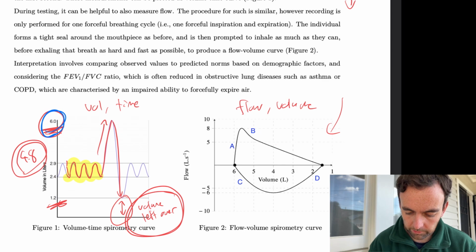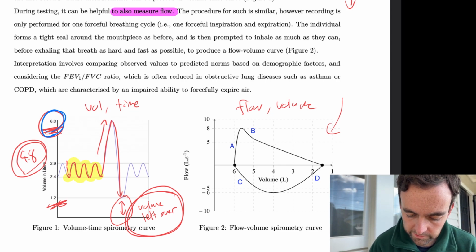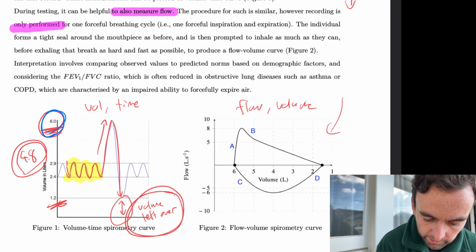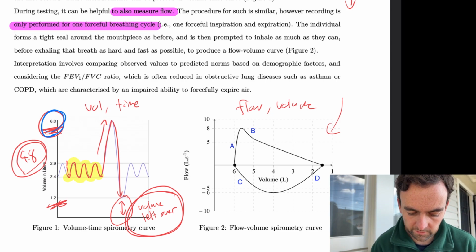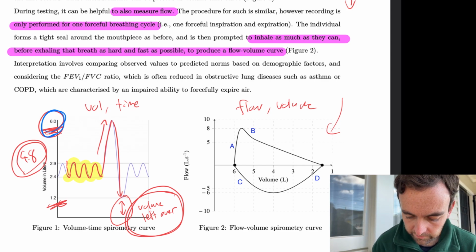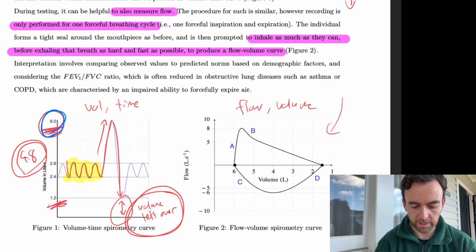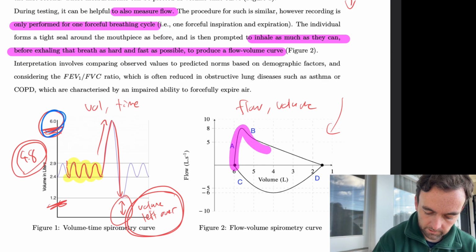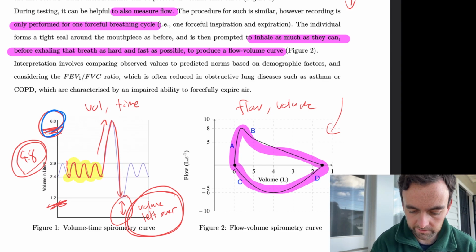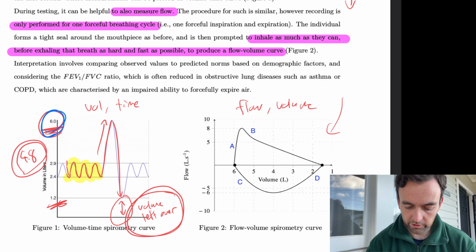So what I would be more focused on is this part here, because it can also measure flow. The procedure is similar, but the recording is only performed for one forceful breathing cycle. So they inhale as much as they can, exhaling that breath as fast as possible to produce a flow volume curve. If we infer from that, this graph here actually refers to this portion here. That will be exactly the same thing, because that's a forceful inspiration and exhalation.